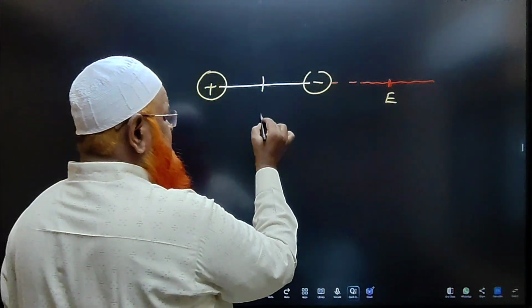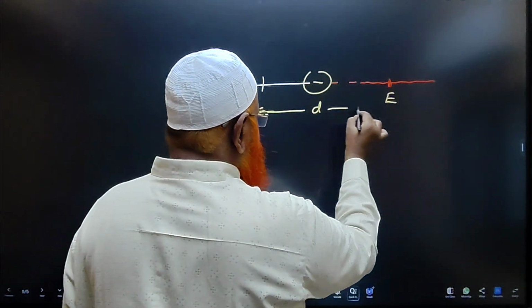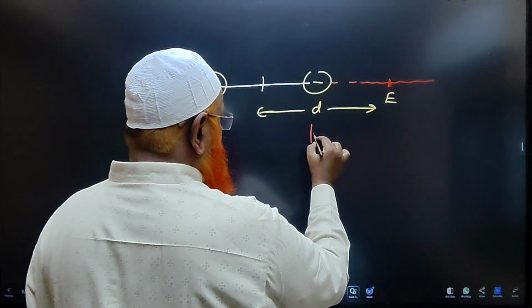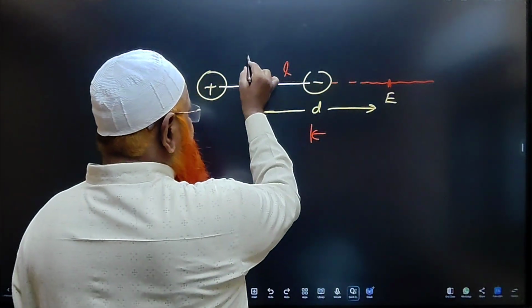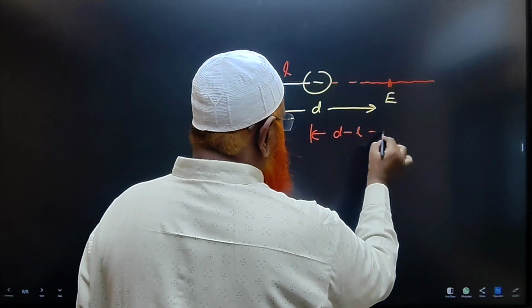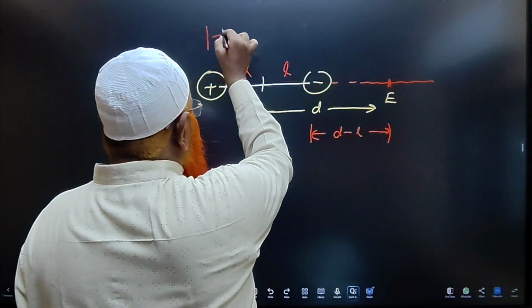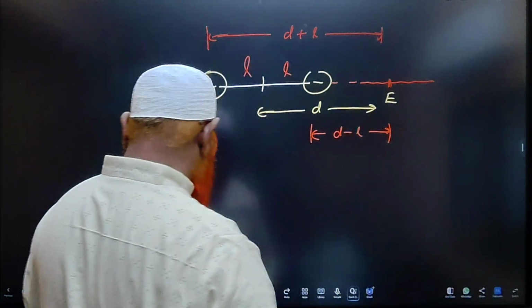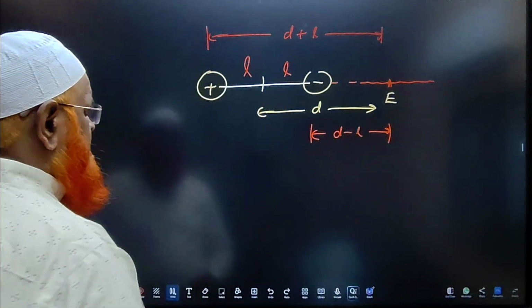From the center, the distance is considered as d here. Then, because this is length L and this is length L, from this pole we write the distance as d minus L, and from this pole we write it as d plus L. Am I right or not?